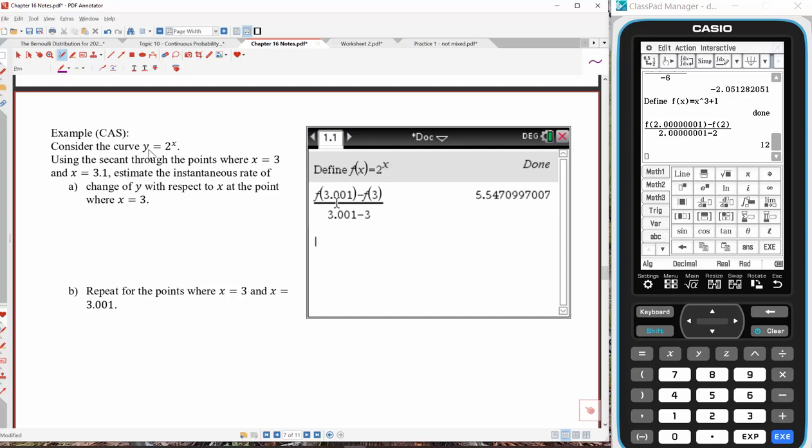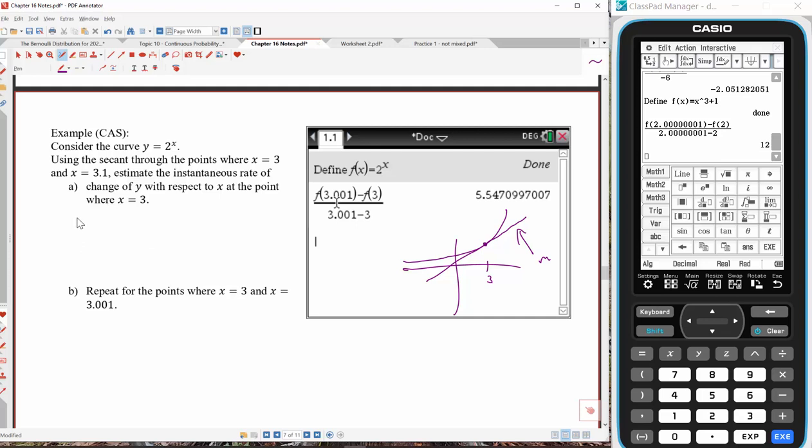So consider the curve y equals 2 to the x. Using the secant through the points where x is equal to 3 and a point extremely close, 3.1, estimate the instantaneous rate of change. Right, so again, what we're doing, if you want to picture it, is we've got a function y equals 2 to the x. And we want to know what is going on at x equals 3. So we want to get the gradient of the tangent at that point. We want the gradient of this line here.